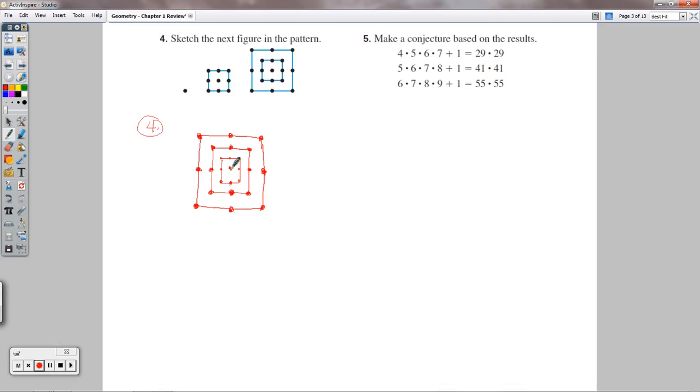But we have, I guess, 9 including that center one. That's, I think, what I was initially thinking with that. So that's what it would look like for number 4.